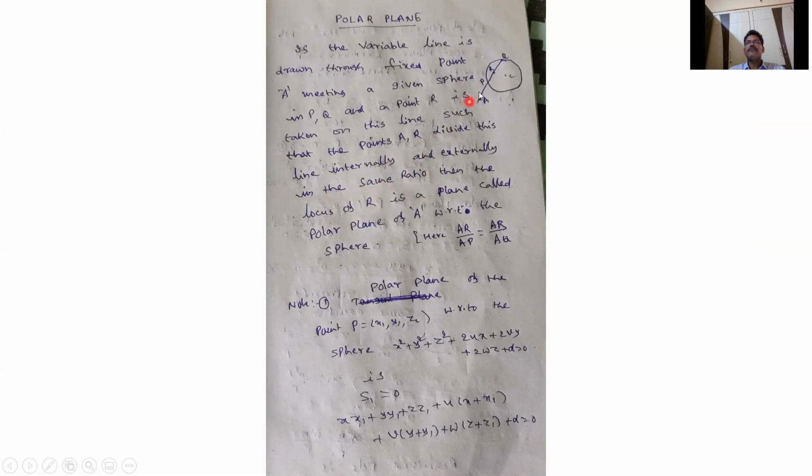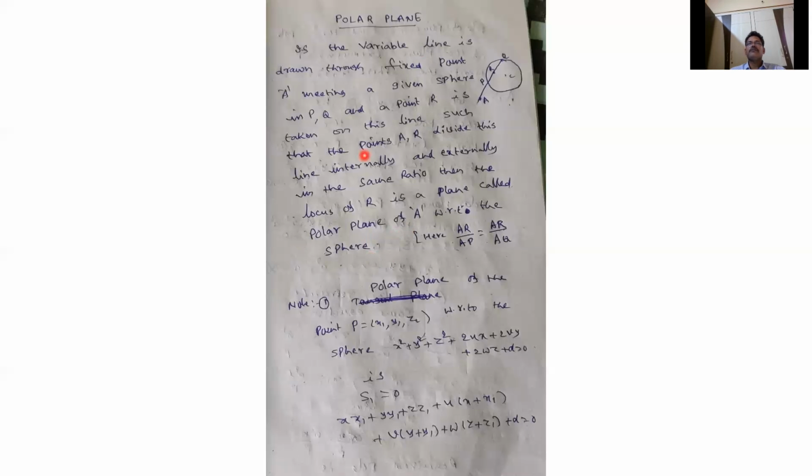Then the locus of this point R is a plane. This plane is called the polar plane of A with respect to the sphere, and this point A is called the pole of this polar plane with respect to the given sphere.